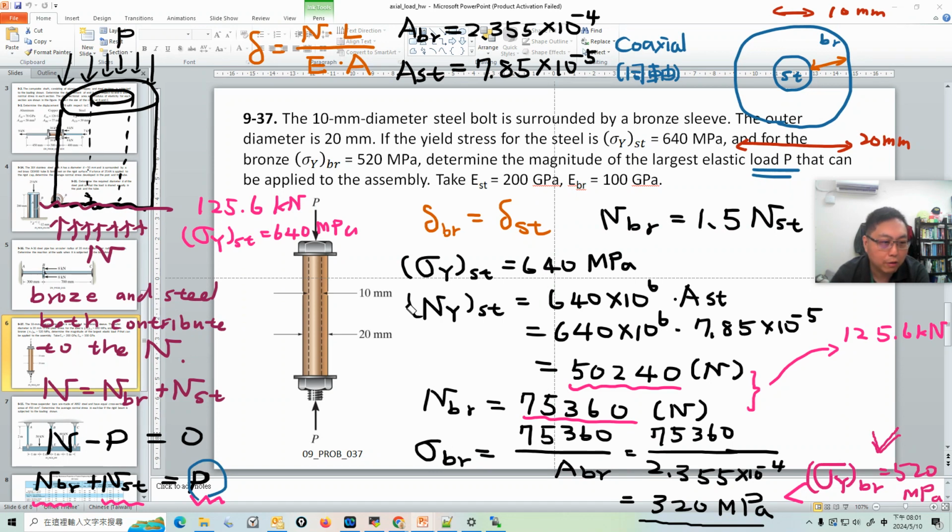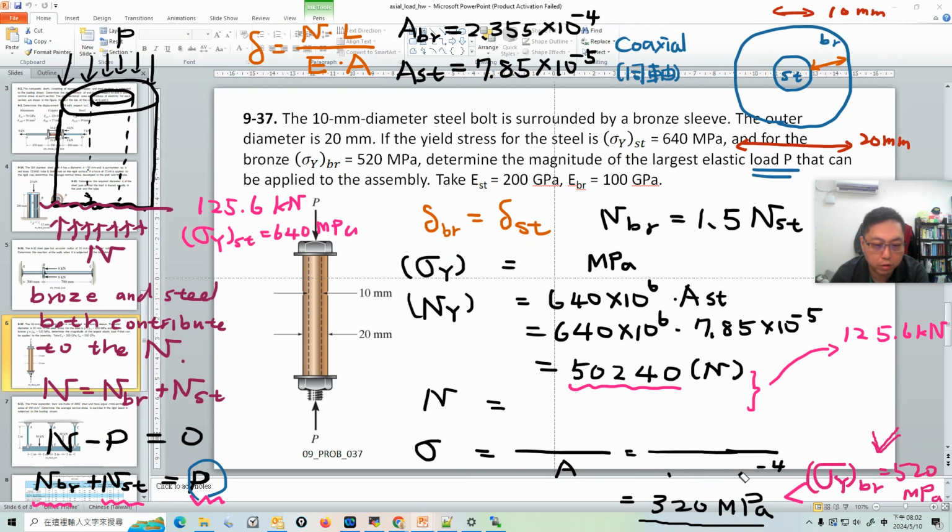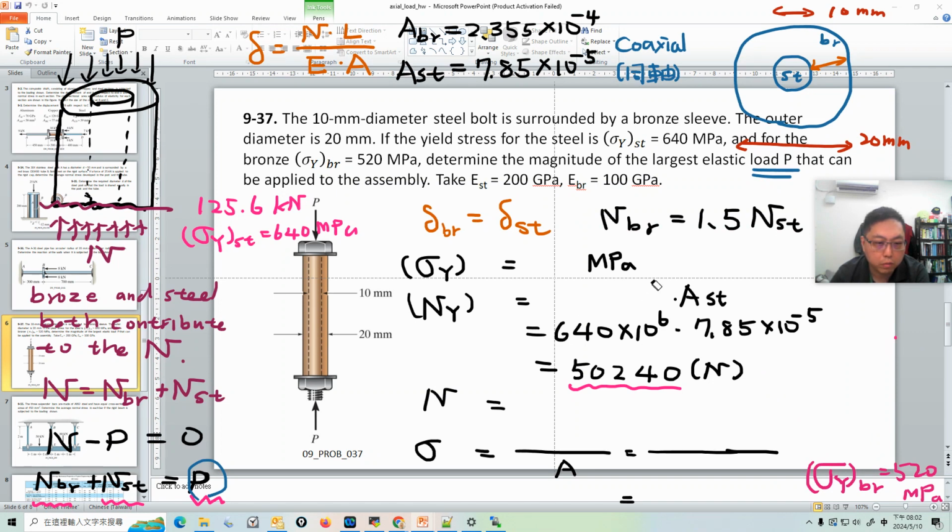So let's try another. We will try it for bronze. We'll have this for bronze, and this will be different. There is a difference.